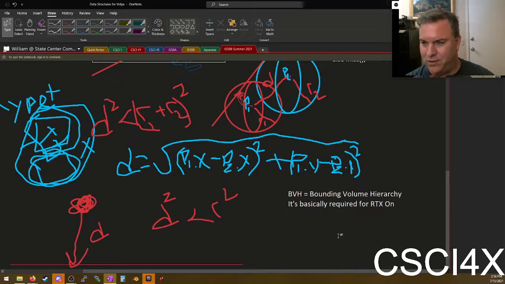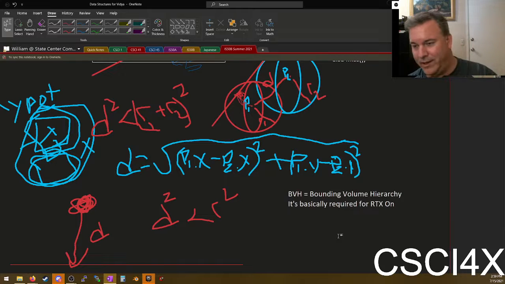Do you guys understand BVH? Like, you got one big box, and if that box is hit, it checks the children boxes, and if that's hit, it checks the children boxes. And it goes all the way down until it either hits something or misses something. You guys understand that? And then your RTX hardware will accelerate that. And it's more than just a single thing.